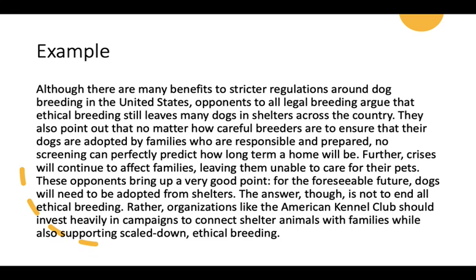The answer, though, is not to end all ethical breeding. Rather, organizations like the American Kennel Club should invest heavily in campaigns to connect shelter animals with families while also supporting scaled-down ethical breeding. So hopefully you can see here that I am saying, yes, there's a point of view that I disagree with. Yes, they've got some very good points, and part of a good paper is being able to acknowledge when someone else has a good idea that might challenge your own point of view.